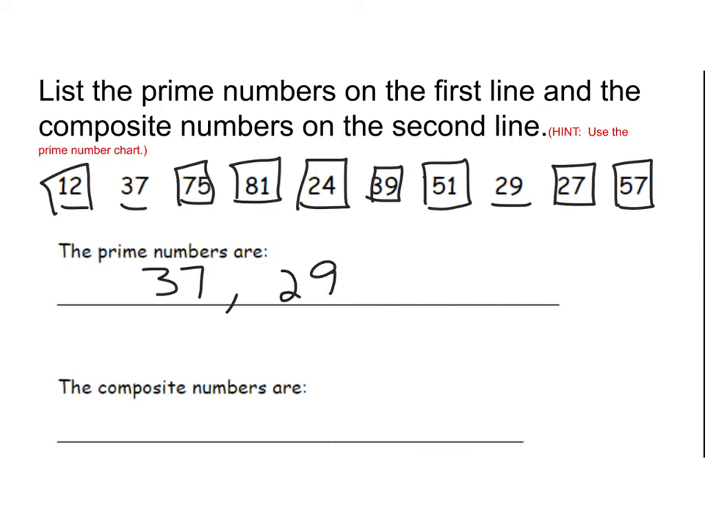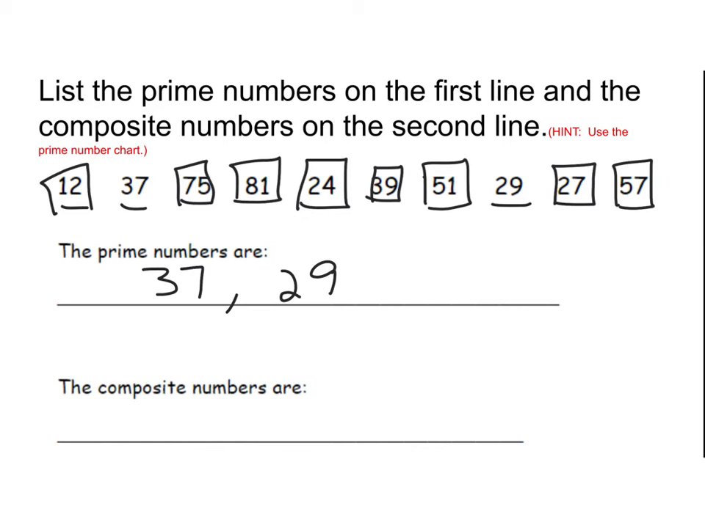Now, I know they're composite because for 12, I have 3 times 4. 75, well, I could divide it by 5, so that means it's a multiple of 5, which means it has more than 2 factors. 81 is 9 times 9. 24 is 3 times 6. 39 will be 13 times 3.